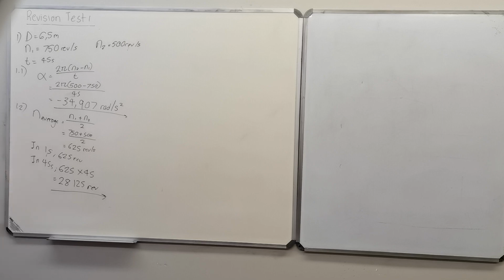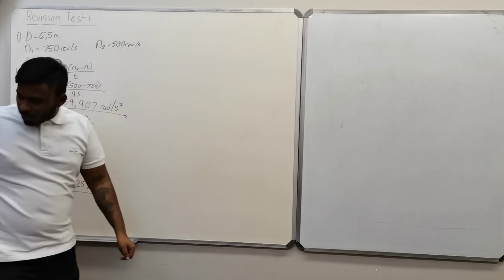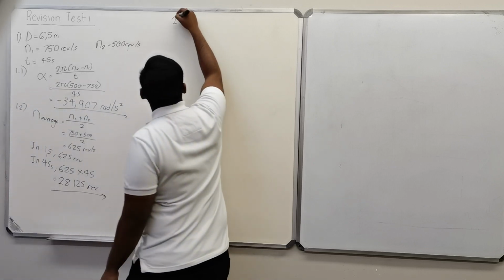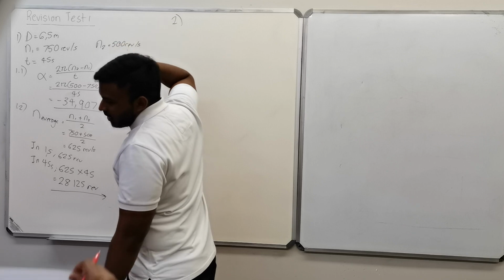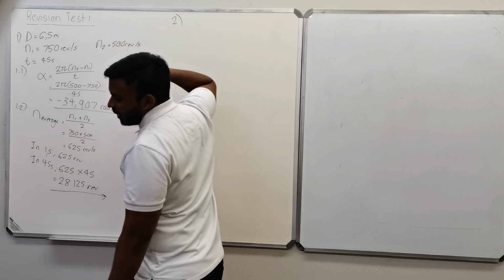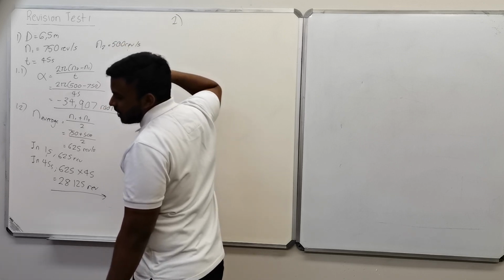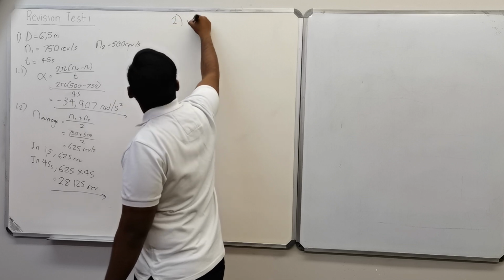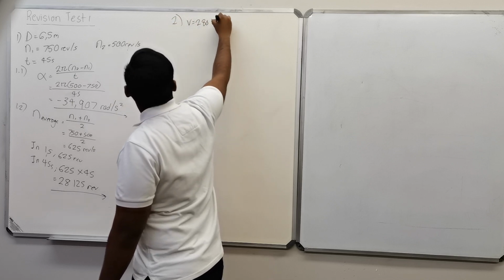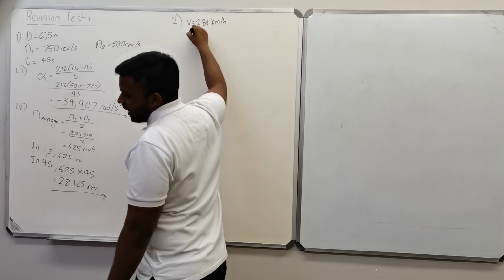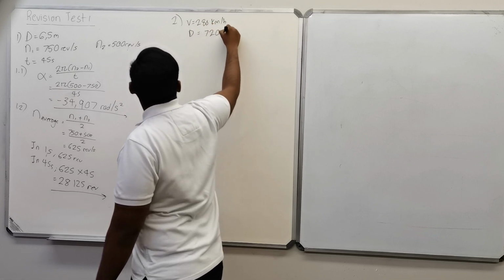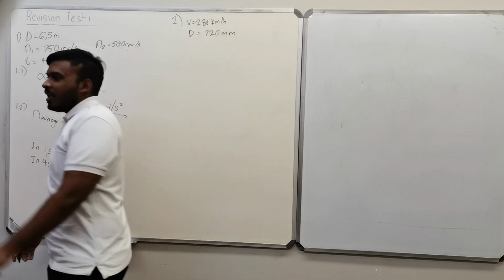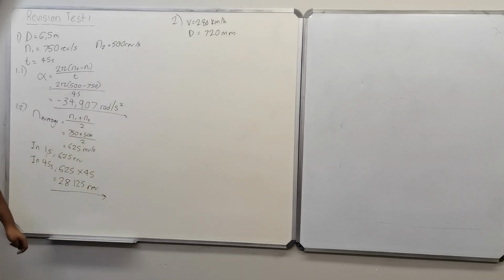Good. Right. Number 2. Calculate the rotational frequency in revolutions per minute of the wheels if the train moves at a velocity of 280 kilometers per hour, given that the diameter is equal to 720 millimeters. Right. Tell me.